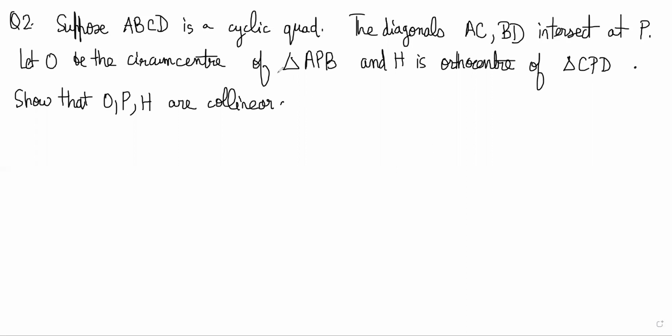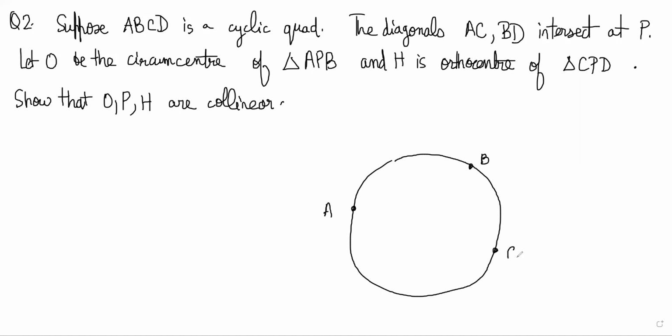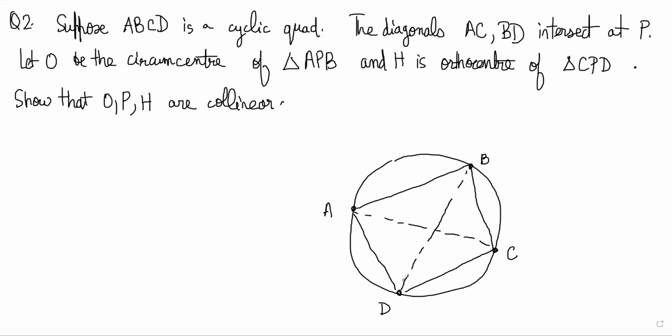To draw a rough figure, you should have one circle on which you have ABCD. A, B, C, and D. This is my ABCD, a cyclic quadrilateral. And diagonals AC and BD intersect at P. This is my point P.